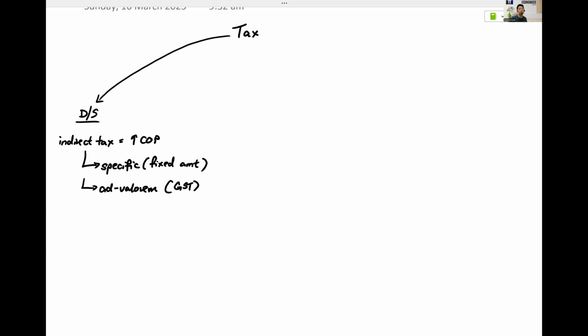So can anyone tell me which curve is affected when you have an indirect tax? Which curve shifts? Anyone? In DDSS, so long ago, right? When you increase the COP, which one? This one must be very obvious. Yes, your supply will shift, your supply will fall. Exactly, you're going to see a fall in supply. The other one is just a little bit different. It's a pivotal fall, yes, pivotal, parallel fall.